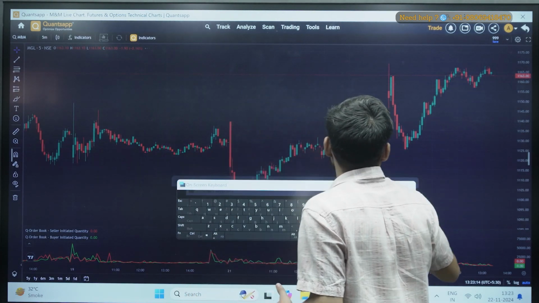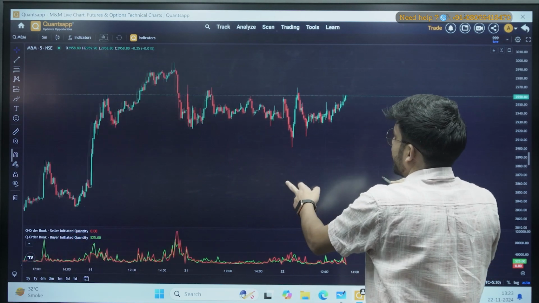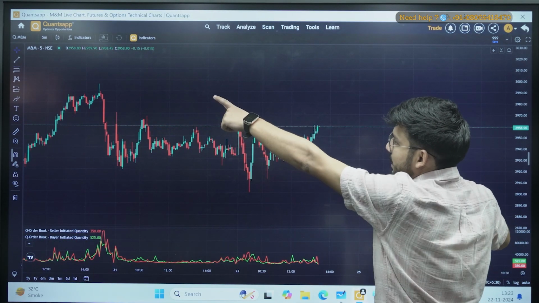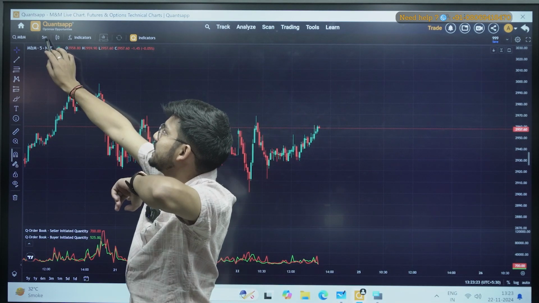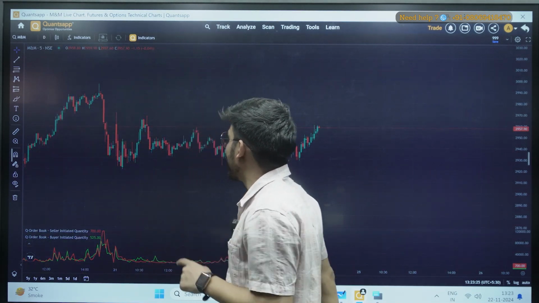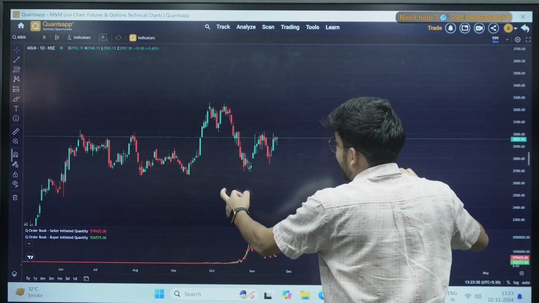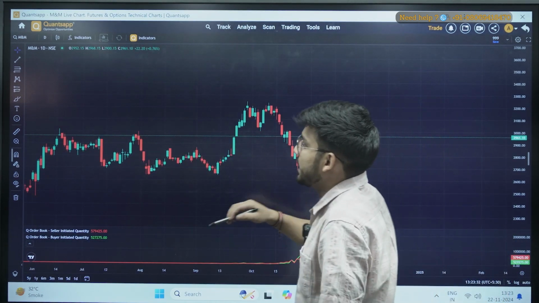Okay, so this is the M&M. You can see here, this is a stock which is in the bullish direction. Currently I'm analyzing the time frame of 5 minutes. You can analyze it in the time frame of 1 day as well, and that will give you a good reading here. So you can see, I have analyzed it in the 1 day time frame.